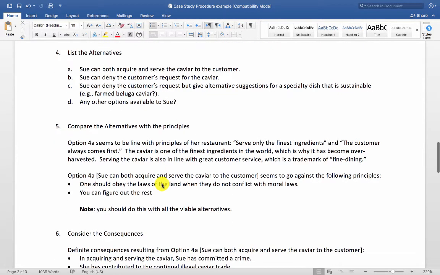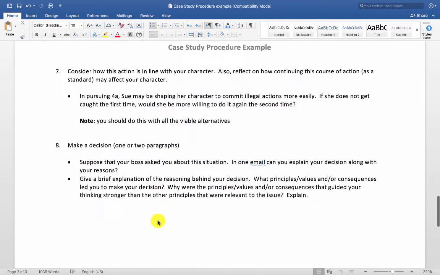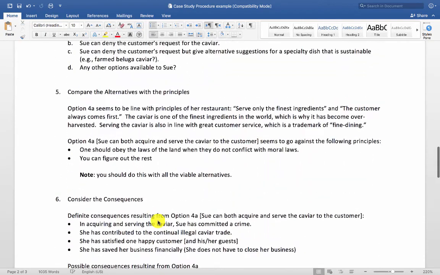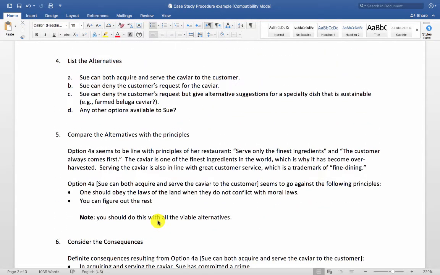Now, for the case of the example, I'm only going to go through 4A. Sue can both acquire and serve the caviar. And then I'm going to go through all the steps. Now, what you will have to do is think of maybe 2 or 3 viable options of alternatives, of actions, and then you will go through all the alternatives, all of steps 5, 6, 7 for all of them. Okay, and you're going to type it out and think through all of them. But this is just 4A. So option 4A is that Sue can both acquire and serve the caviar to the customer.